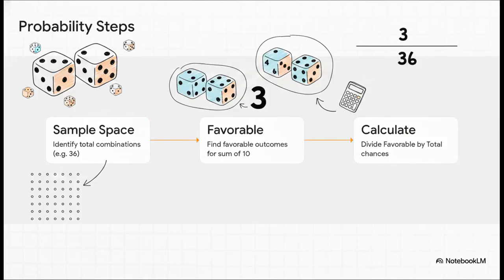Okay, let's step it up to 2 dice. We're going to use what I like to call the comforting 3-step attack. Step 1, identify the total sample space. Since each die has 6 faces, 2 dice give us 6 times 6, which is 36 total possible combinations. Step 2, find your favorable outcomes. Say we want to find the probability that the sum of the dice is exactly 10. We just systematically list the combinations that work. We've got a 4 and a 6, a 5 and a 5, and a 6 and a 4. That is exactly 3 favorable outcomes. And step 3, just divide the favorable by the total.